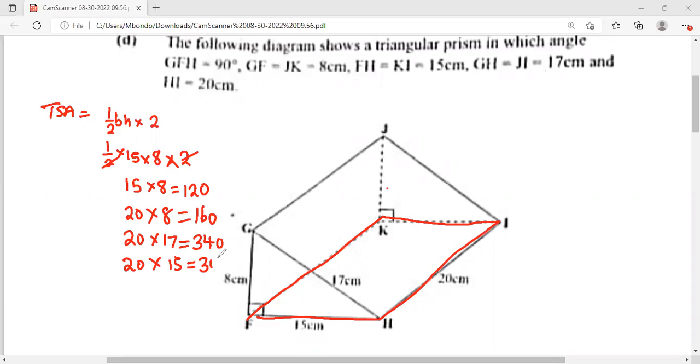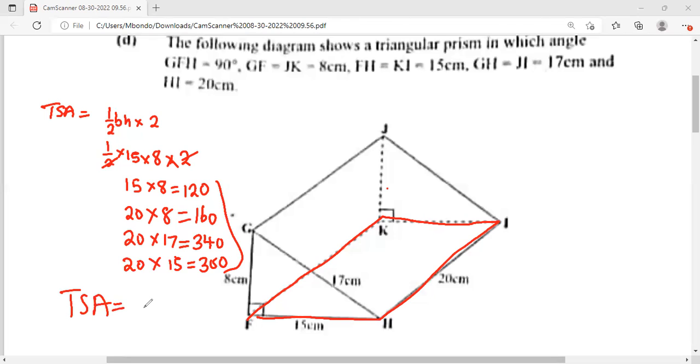300. So now you have to see at this point that now we will be adding all these, the three of them here, to get the final answer, which is the total surface area. Total surface area is equal to, we add those now.